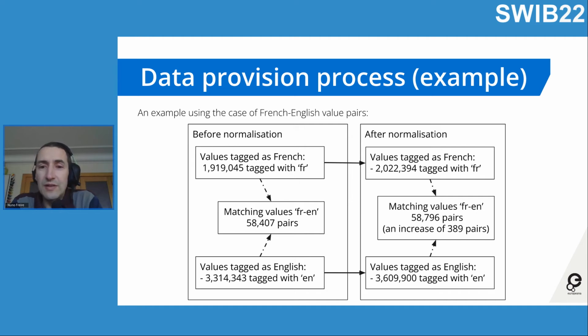Before normalization, we had around 1,900,000 tags or text tagged as French, and around 3,300,000 tagged as English. With the algorithms of the project, we could detect around 58,047 pairs. After normalization, we increased the number of values tagged as French and as English, which led to an increase in the available pairs as well.